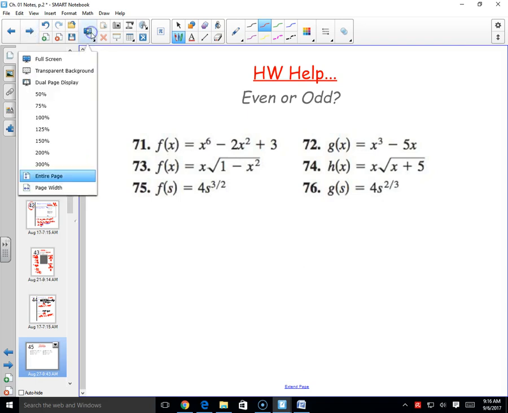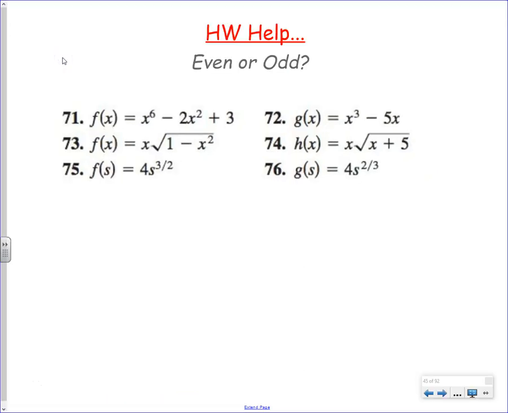Make it a little bigger. Guys, don't write them one after the other. We're only going to do maybe a few of them. Just write them as we go. Start with number 71. Write down number 71. The question is even or odd, aka y-axis or origin symmetry.